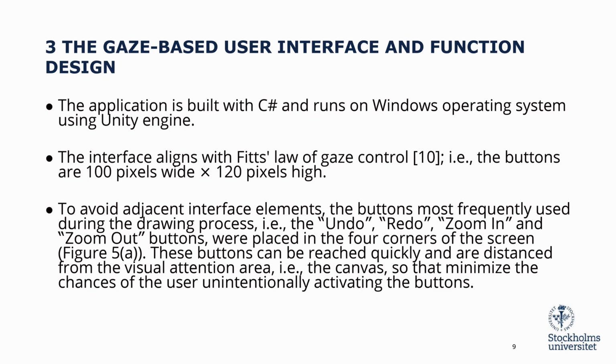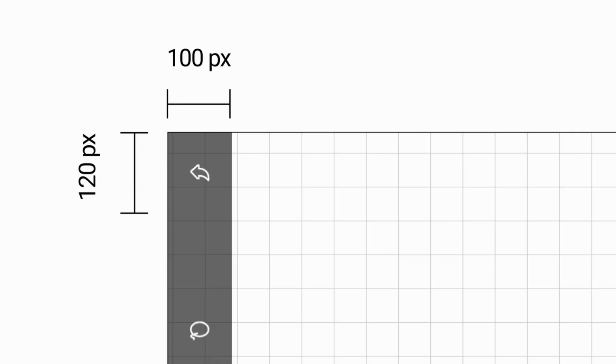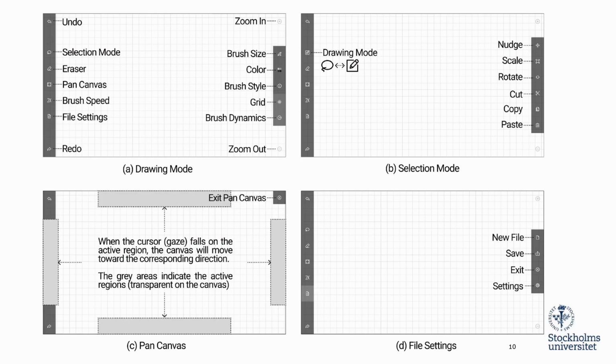The application is built with C# and runs on the Windows operating system using the Unity engine. The interface aligns with Fitts' law of gaze control. For example, the buttons are 100 pixels wide times 120 pixels high. To avoid adjacent interface elements, the buttons most frequently used during the drawing process were placed in the screen's four corners. These buttons can be reached quickly and are distanced from the visual attention area, namely, the canvas, to minimize the chances of the user unintentionally activating the buttons.